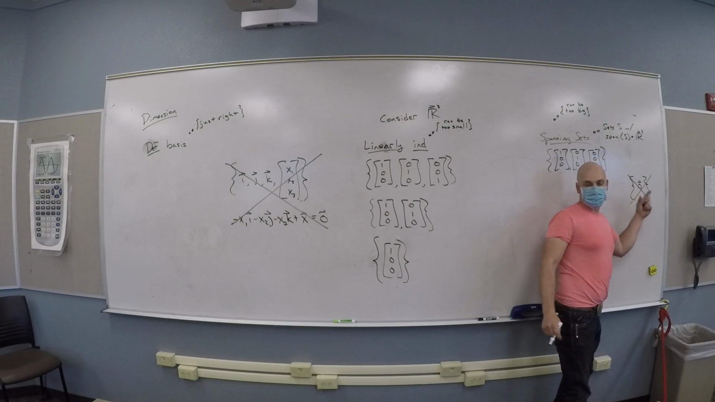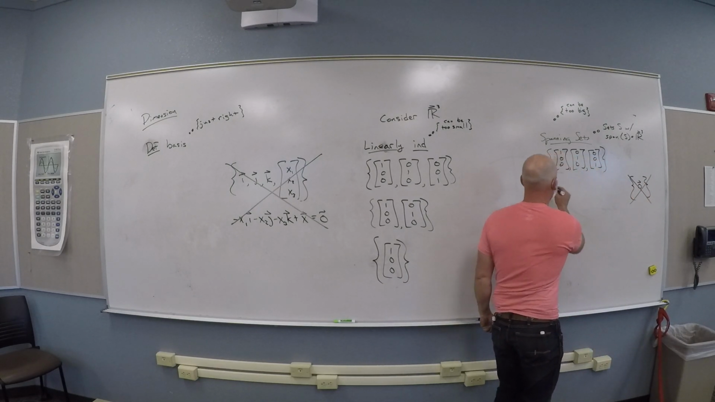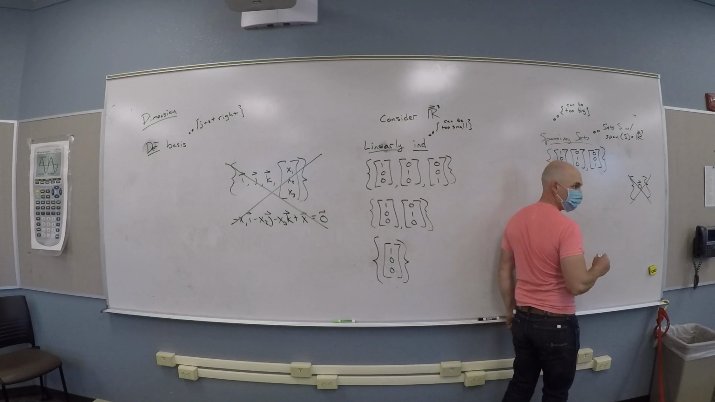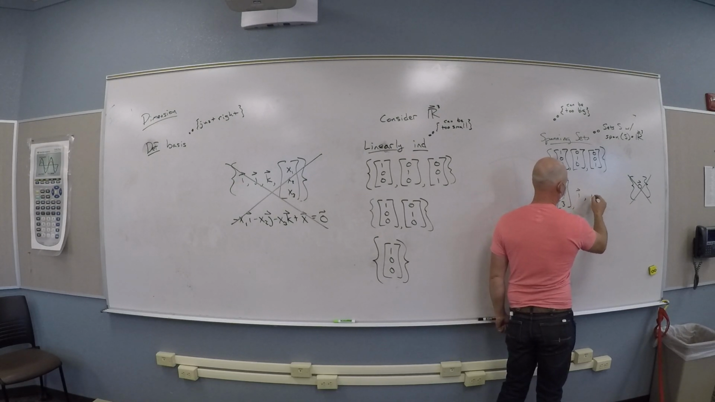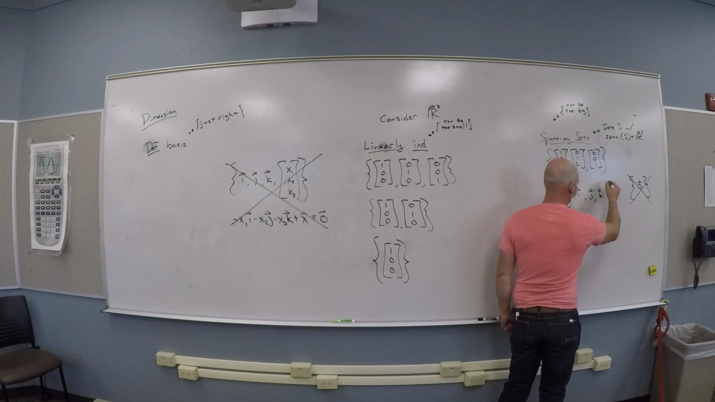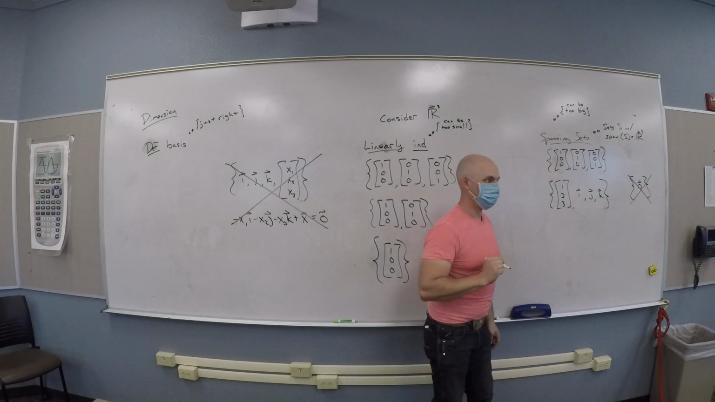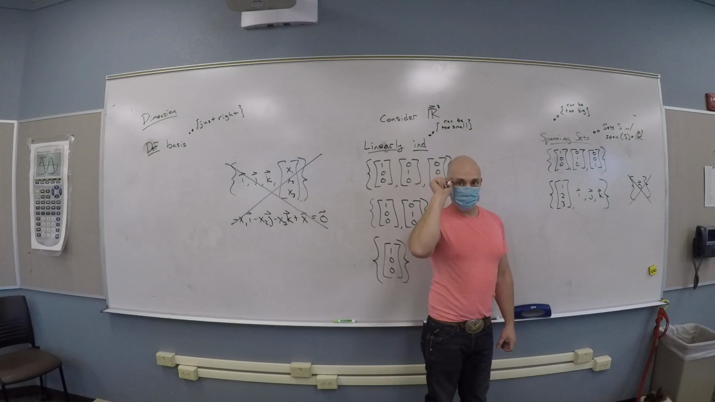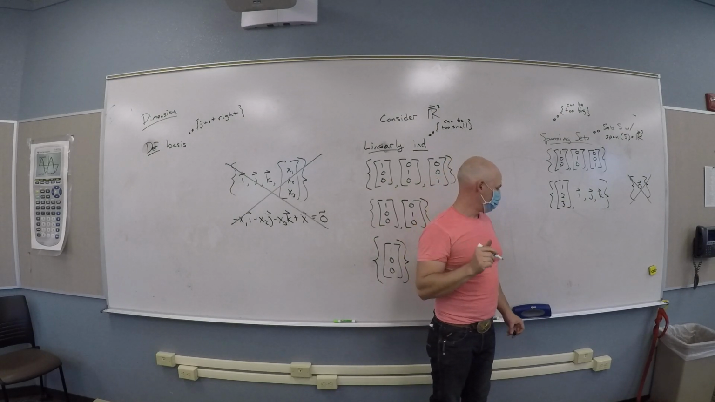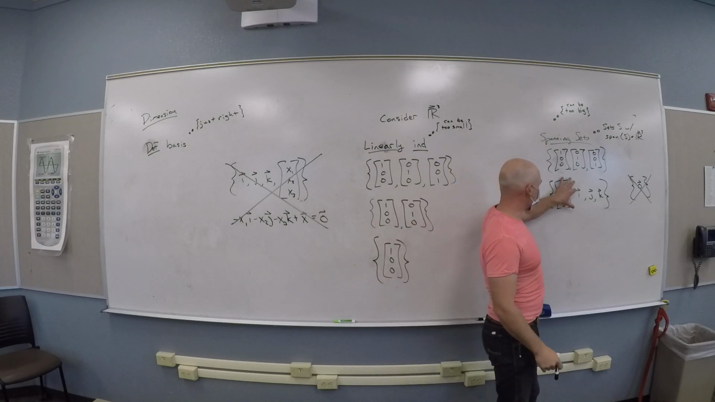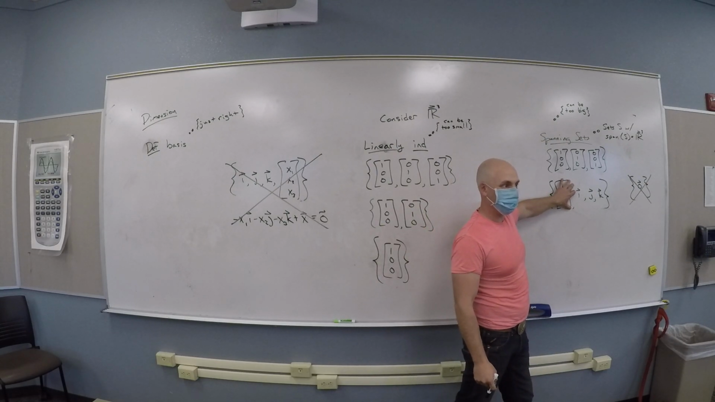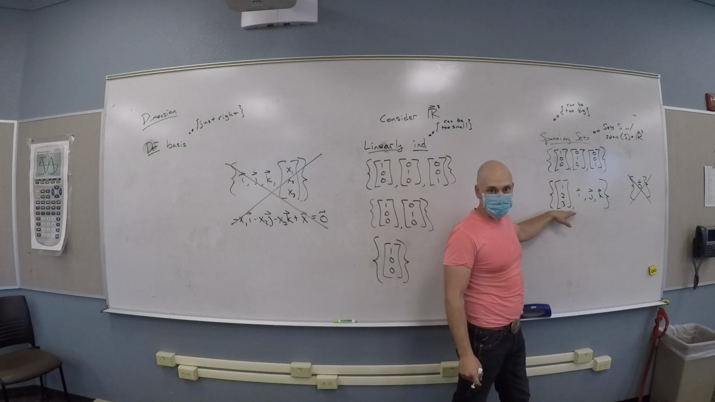So come up with another set that spans R3. Or I will. Here's one. You guys with me? You see that it spans? It certainly spans because i, j, and k span the set alone. Okay? And then I have this extra vector in there. You guys see that?